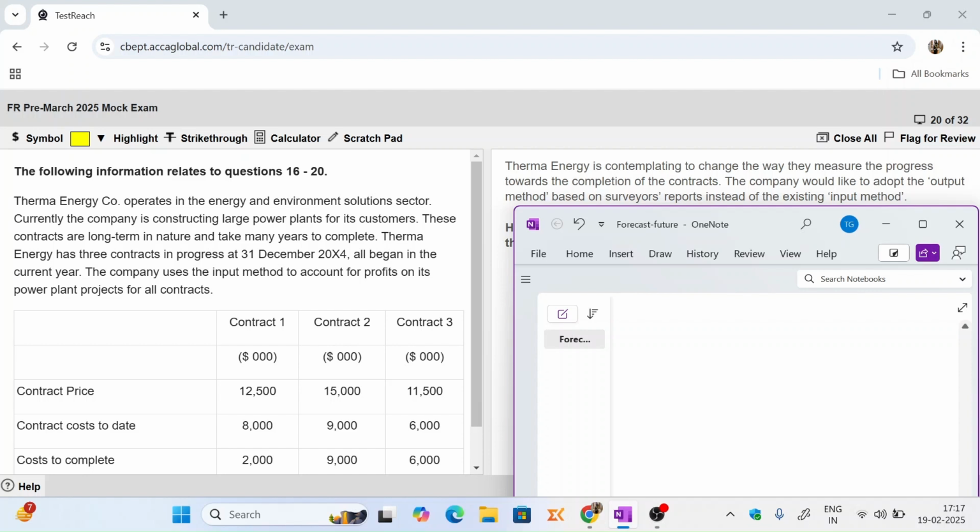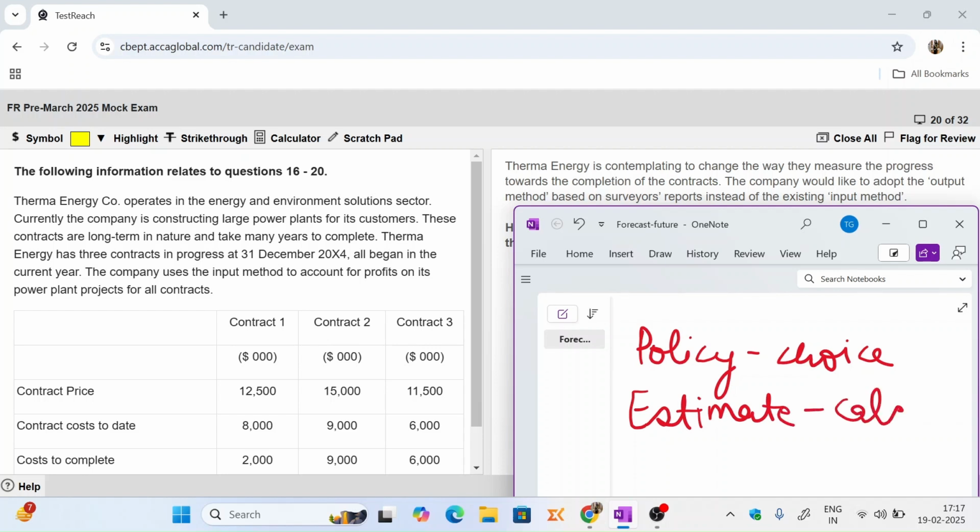The concepts that you would have learnt with respect to policy or an estimate: if you are deciding about the policy, it is always going to be a choice. This could mean a specific accounting method like FIFO, LIFO, or, whenever it comes to depreciation, straight line or WDV. So policy is about a choice. And whenever you talk about an estimate, it is always going to be a calculation. Calculation means how do you value the asset? How do you find out the useful life of a machine for the depreciation? All of these are estimates.